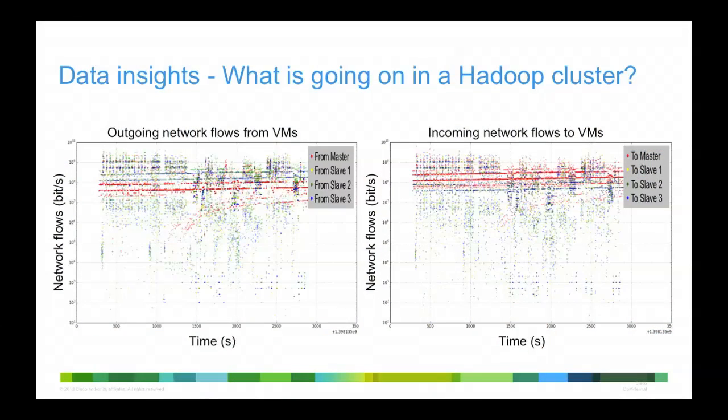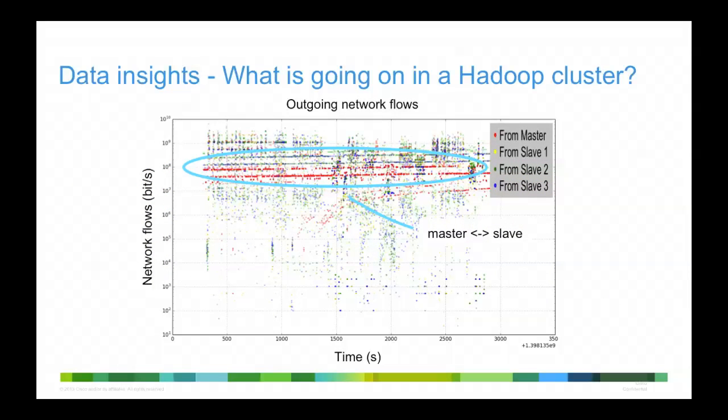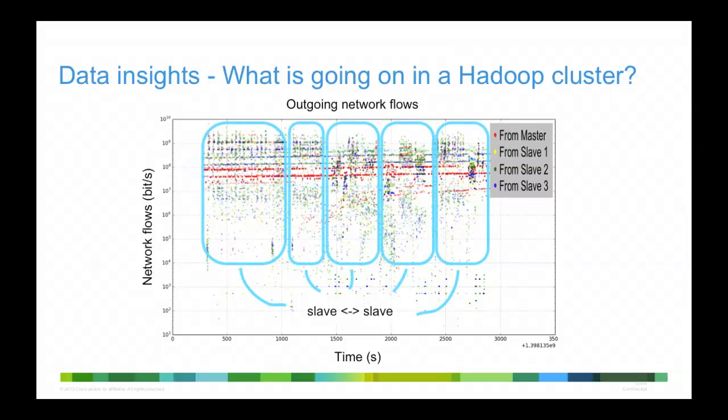We have collected the network traffic between each pair of virtual machines in Hadoop clusters running on top of OpenStack. This chart shows the distribution of each virtual machine's network flows over time, and we can find some interesting patterns from those traffics. For example, you can see the horizontal trajectories that indicate the communication between Hadoop master nodes and slave nodes. We can also see vertical stripes that show the communication between slave nodes and slave nodes. This kind of feature indicates the active status of Hadoop jobs.